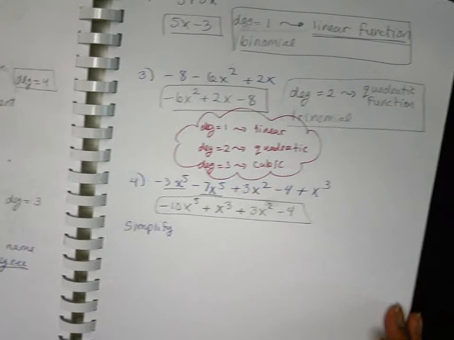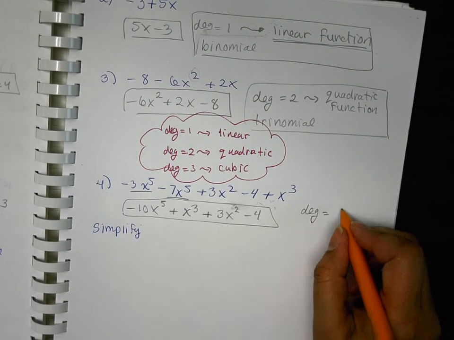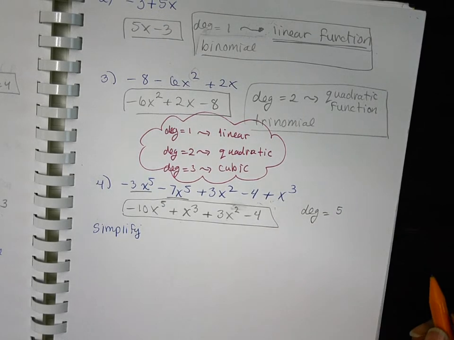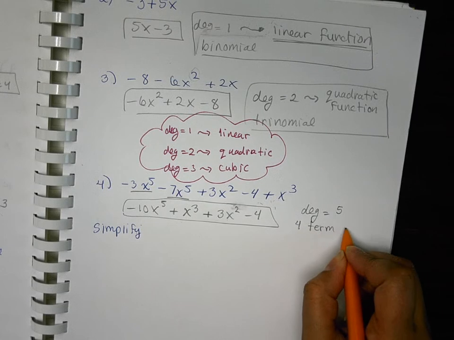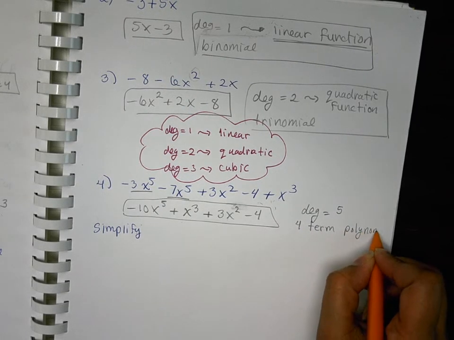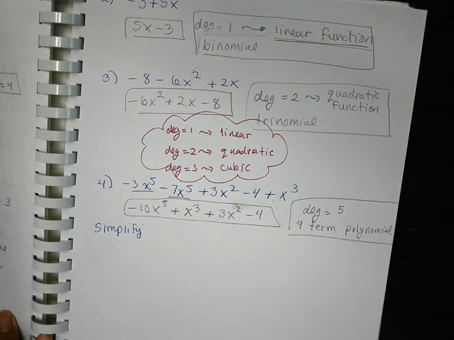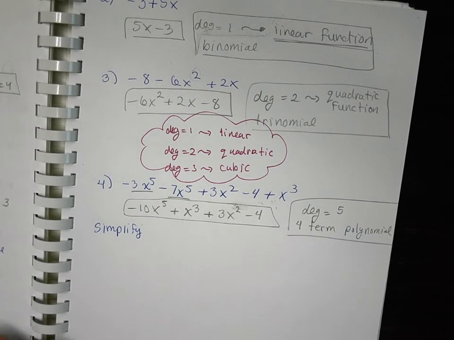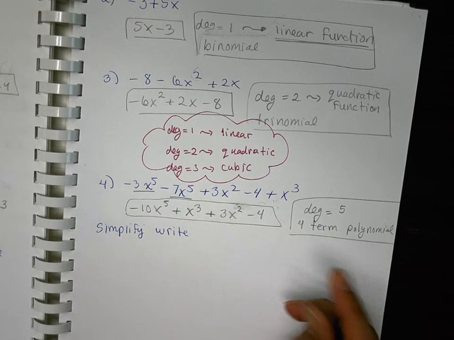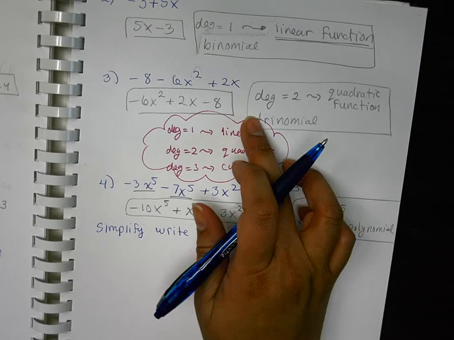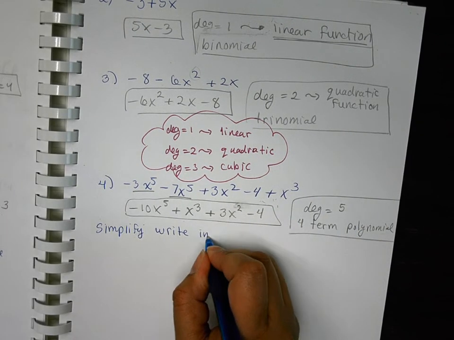Degree is what? 5. Do we have a special name for that? No, it's just degree 5. How many terms? 4-term polynomial. Again, 5-term polynomial, 6-term polynomial, depending on what it is. Simplify, write in standard form. We only have three names for the different types of degrees: linear functions, quadratic functions, cubic functions. Write in standard form.